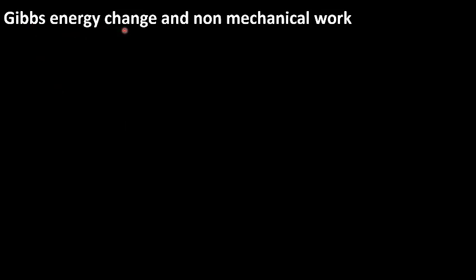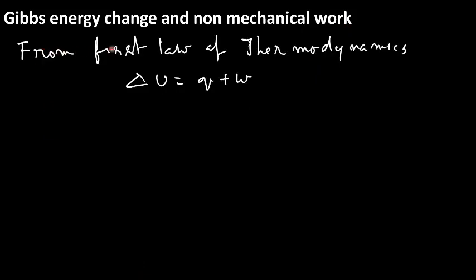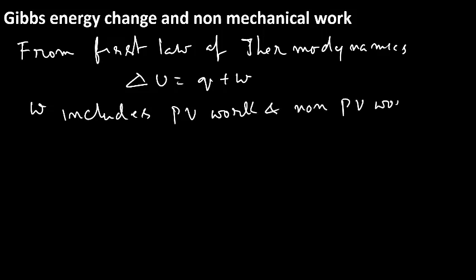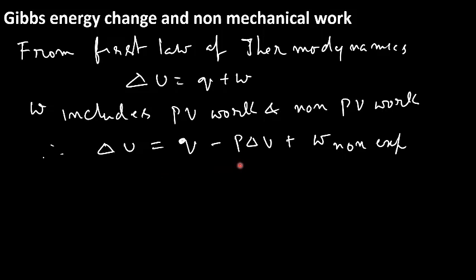Now let us see the relation between Gibbs energy change and non-mechanical work. From the first law of thermodynamics, delta U equals Q plus W. What is W here? W may be PV work and non-PV work. Non-PV work means non-mechanical work. Therefore, delta U equals Q minus P delta V plus W non-expansion.